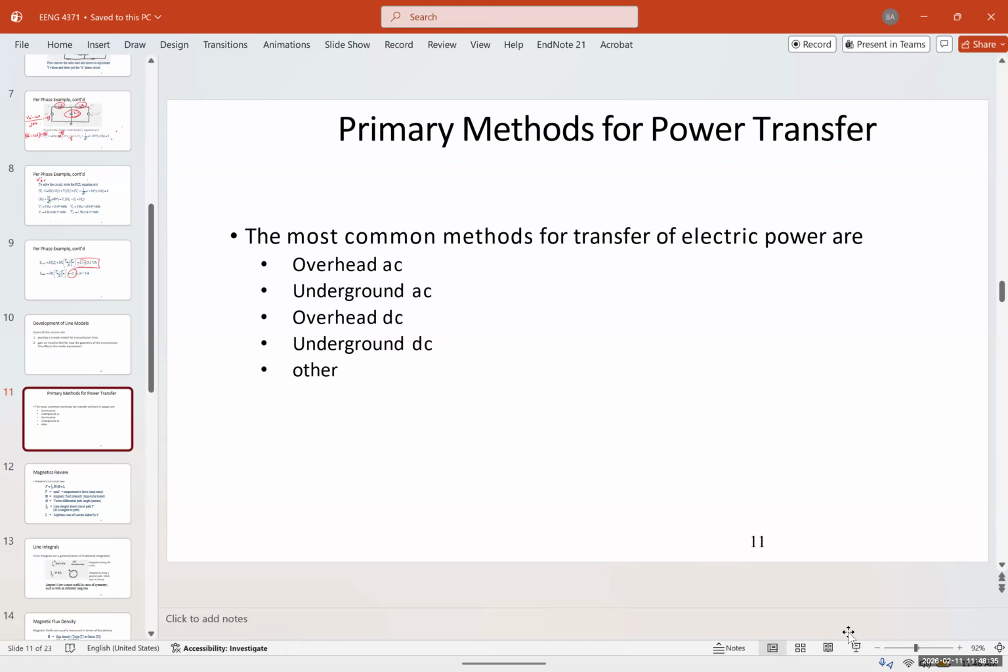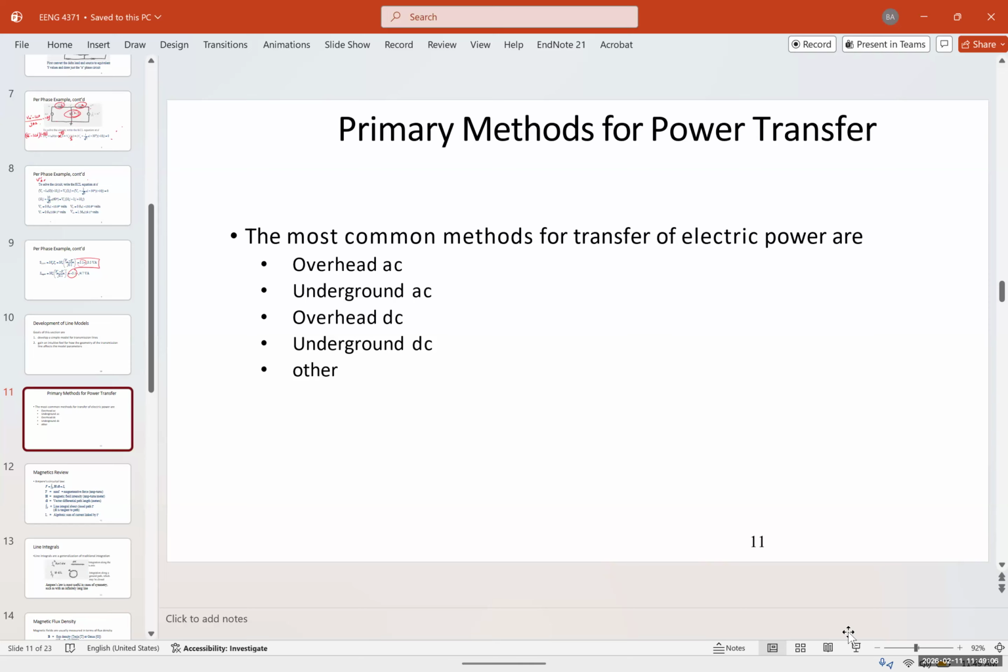Depending on the distance, if the distance is less than 500 miles, DC is not economically viable. Everything above 500 miles, because DC requires a rectifier first to convert AC to DC, and at the end you need a powerful inverter to convert that DC back to AC for residential or commercial use. So if it's less than 500 miles, it doesn't offset the cost with the amount of loss that you have.